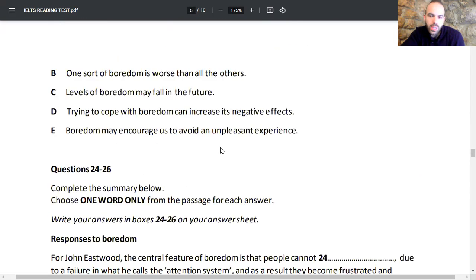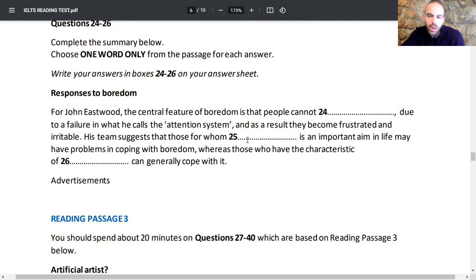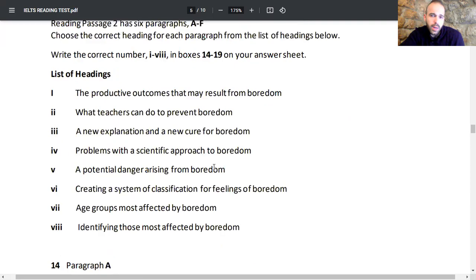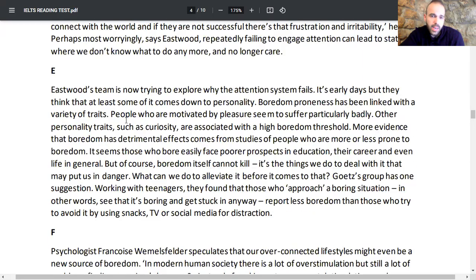If you go back to the sentence here again, it says for whom pleasure is an important aim in life may have problems in coping with boredom, whereas those who have the characteristic of something which is a noun can generally cope with it. As you can see in the next sentence, we learn about the people who cope well with boredom. It says, other personality traits such as curiosity are associated with a high boredom threshold.